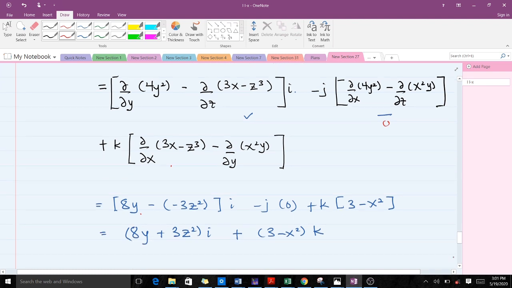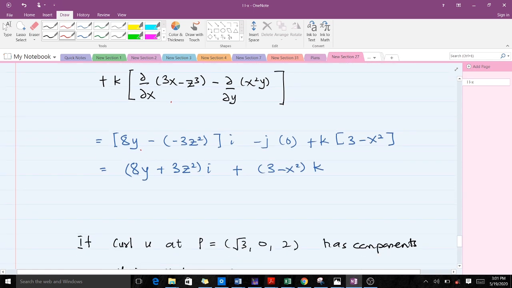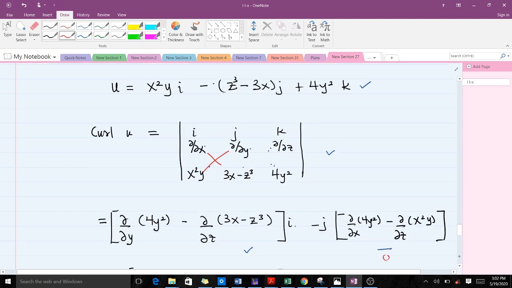So that means you're going to get (8y minus 3z squared) i minus j times 0, then plus k times (3 minus x squared). Simplifying further, we have (8y plus 3z squared) i, all plus (3 minus x squared) k. So this is going to be the curl of our vector field u. That happens to be our answer to the question.